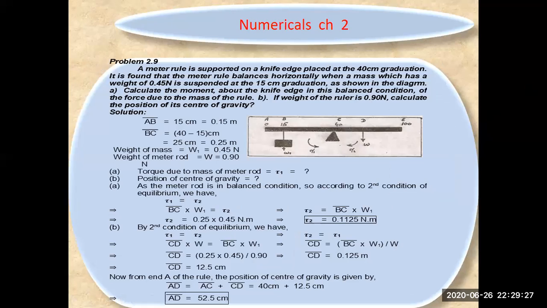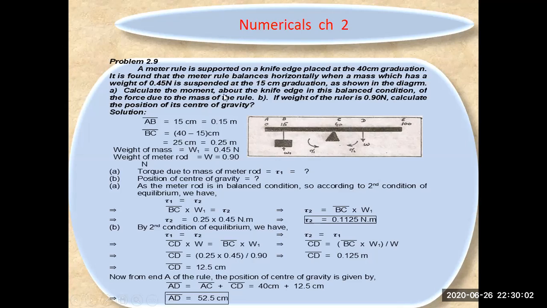A meter rod is put on a knife edge. This one-meter rod is put on a knife edge placed at a 40 centimeter graduation. It is found that the meter rule balances horizontally when a mass which has a weight of 0.45 Newton is suspended at the 15 centimeter graduation, as shown in the diagram.